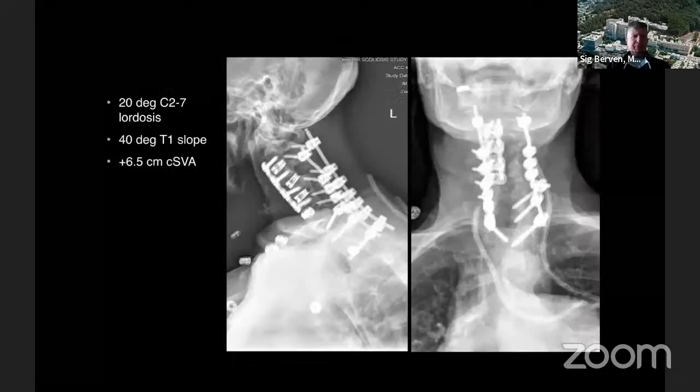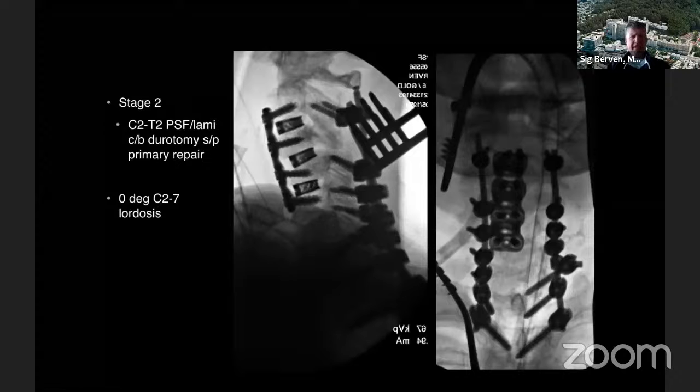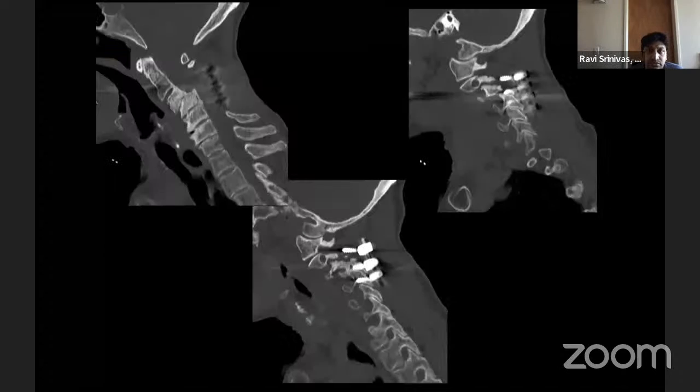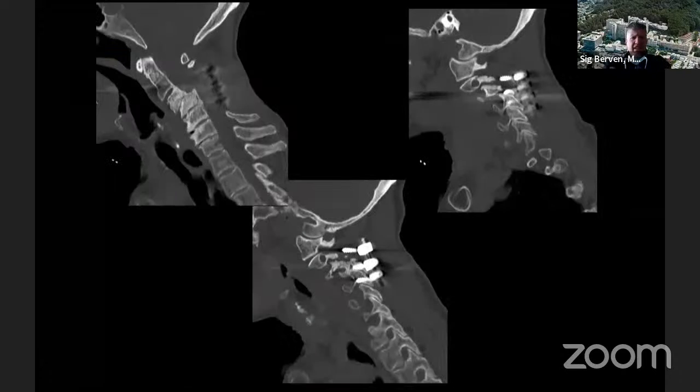Hey, Ravi, pause there for a minute. I just want to go back. Izzy, you were talking about preoperative traction. Maybe show the CT scan from the original. This is her original presentation. Izzy, how did you decide when to do preoperative traction? Because this is one that I might have considered that on. But how do you decide?